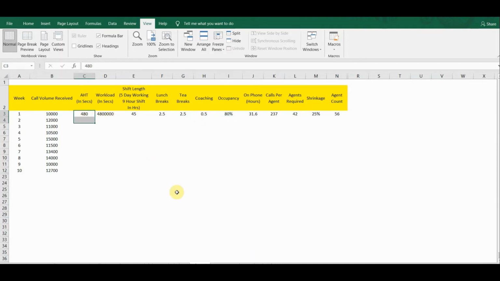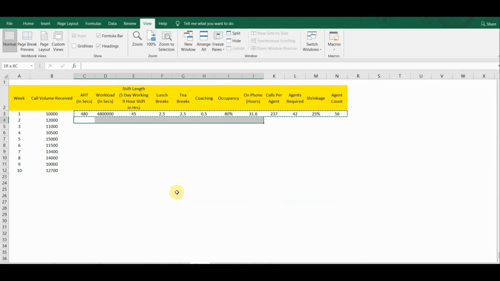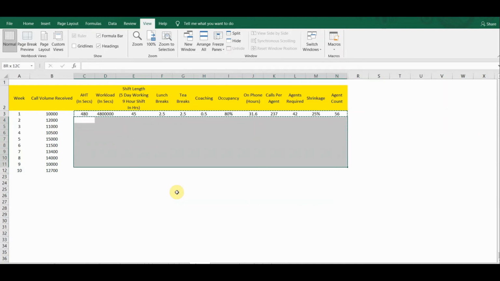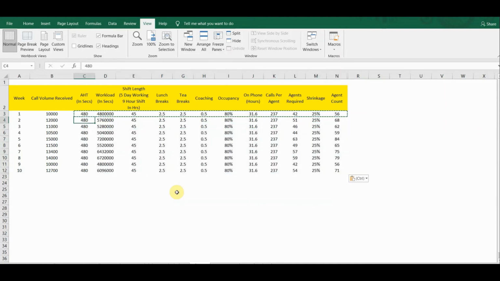If you copy this and paste it in the rows below, you get the week wise data for the same. This is the number of headcount that you would require during the coming weeks to cater to the volumes that you are getting. So this explains how to calculate the FTEs required.